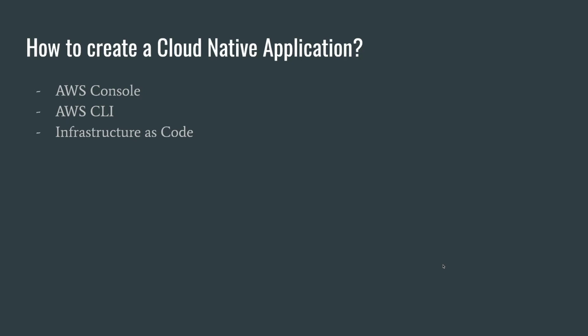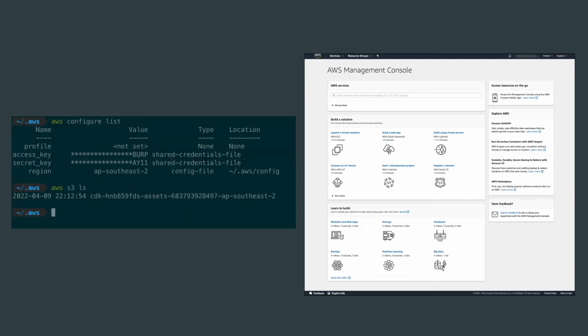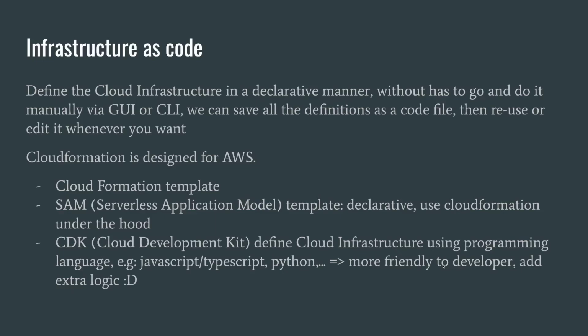So how can we set it up? There are 3 options. You can use the console of AWS, or the CLI from the terminal, or you can use infrastructure as code, which is what I introduced in this tutorial. On the right hand side is what the AWS management console looks like, and on the left is what my terminal looks like when I use some of the commands of the CLI. But we're not going to use it often, but instead we use a thing called CDK.